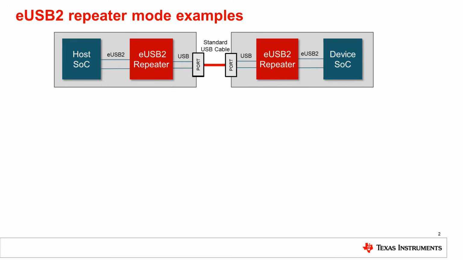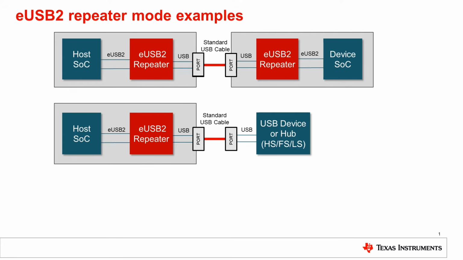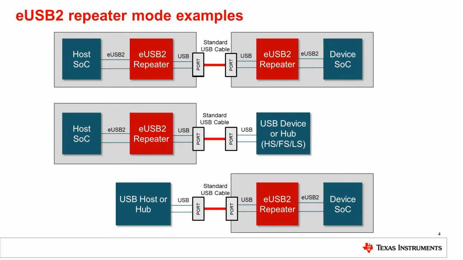Any SoC that supports eUSB 2 can be paired with an external eUSB 2 repeater to maintain interoperability and backwards compatibility with the full USB ecosystem of host hubs and devices. eUSB 2 repeaters can be configured as host repeaters, device repeaters, or even dual-role device repeaters that swap based on commands from the SoC. The USB interface of the eUSB 2 repeaters can be paired with any of the standard USB connectors and can connect to USB host, hubs, devices, as well as connect to other eUSB 2 repeater-based applications.